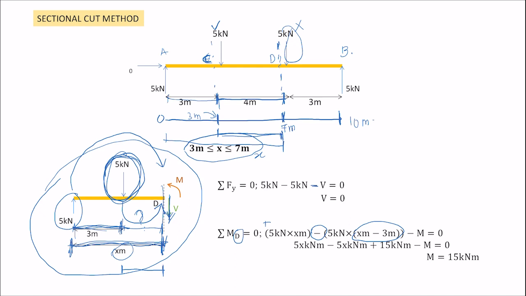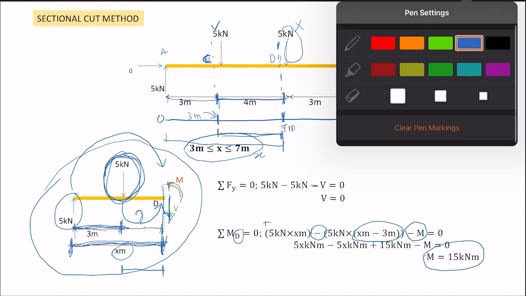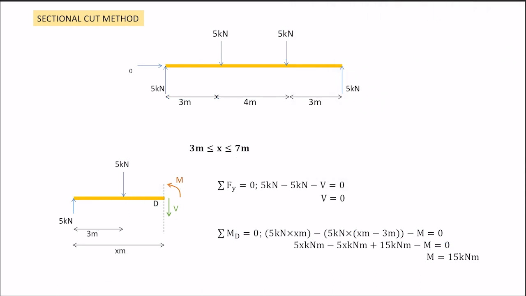And another one that we have is the moment reaction, which is counterclockwise according to what I draw here. So it is minus M. Then you simplify, you will get M equal to 15 kilonewton meter. There is no X term here, and it's okay. Just leave it, it is not a mistake. Are we done? Not yet.